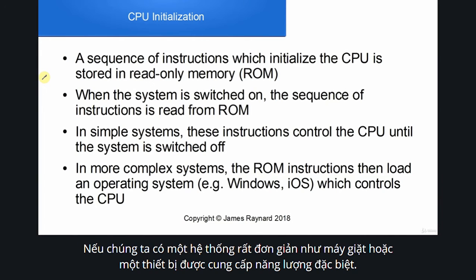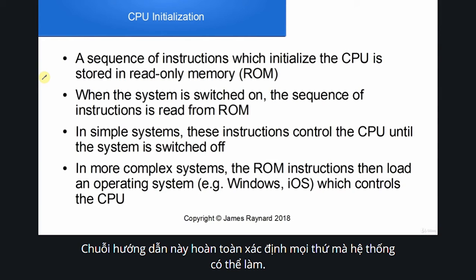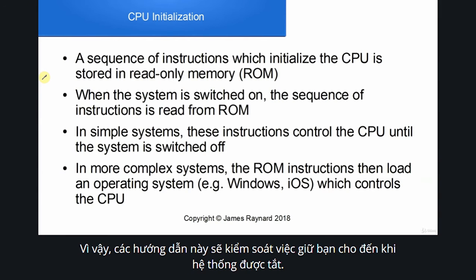If we have a very simple system such as a washing machine or a gadget that's battery powered, this sequence of instructions completely defines everything that the system can do. So for example, with the washing machine you can set different cycles and turn it on and off, and that's about it. So these instructions are going to control the CPU until the system is switched off.